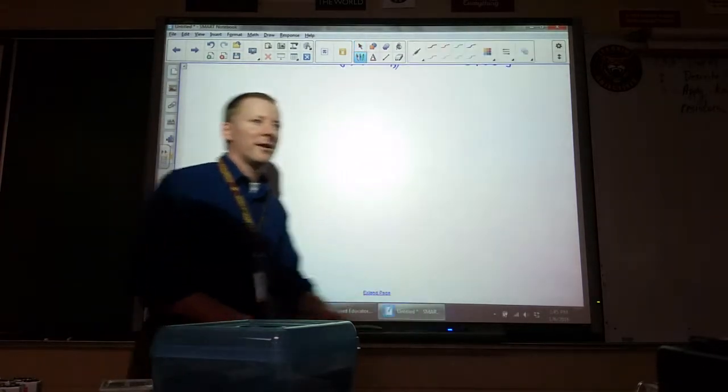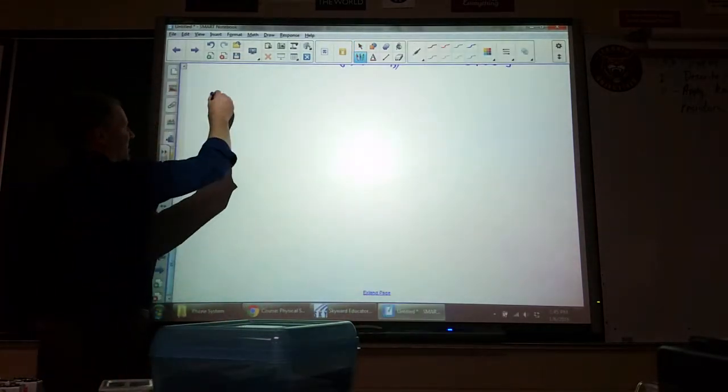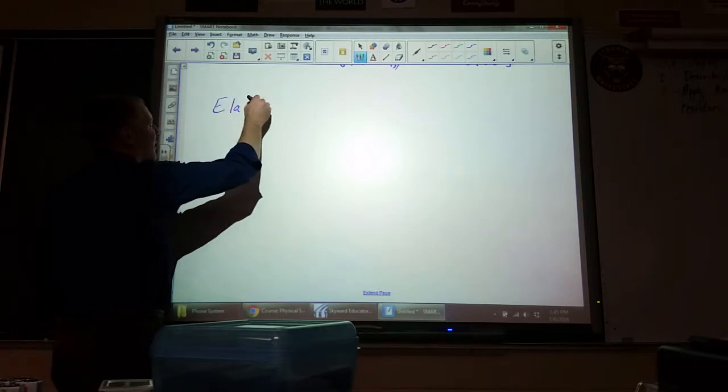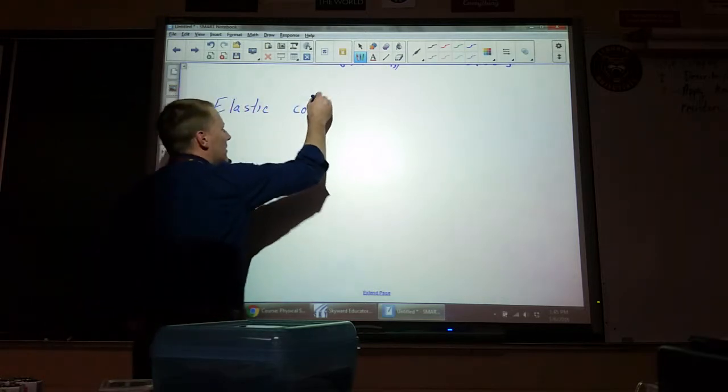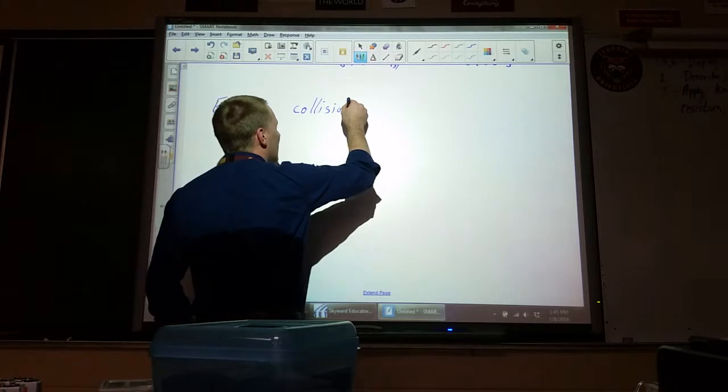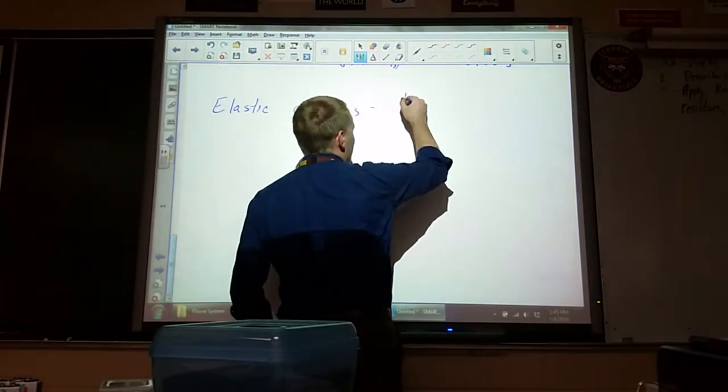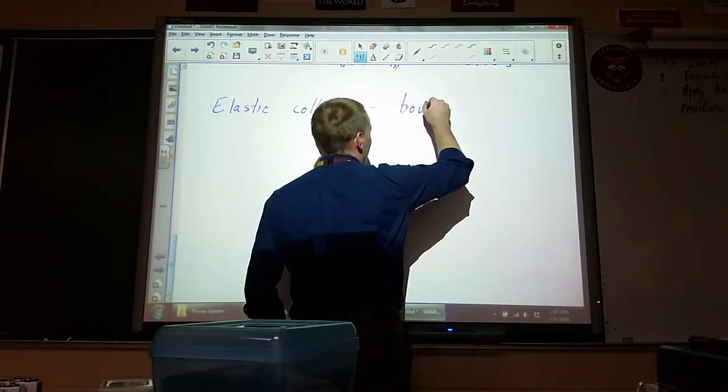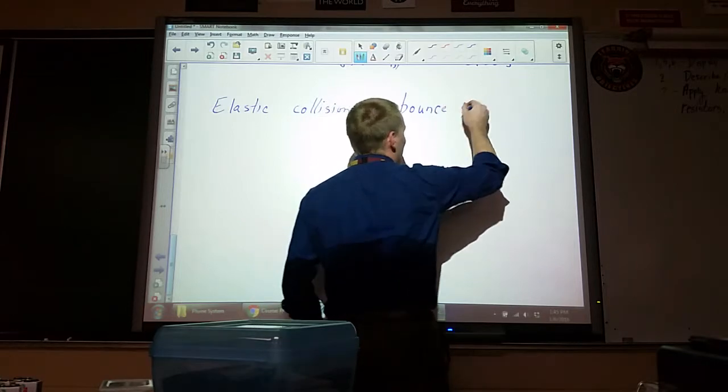Okay, let's look at lab B then, elastic collisions. These are the collisions where two or more things hit and bounce off each other.